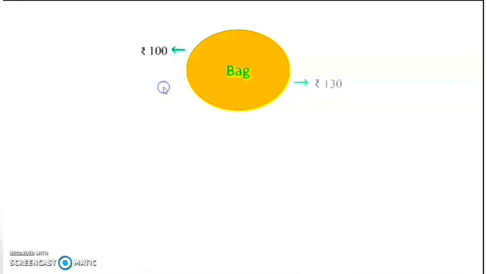Before going to the problems of profit and loss, let us understand the concept behind it by taking a simple example. Consider you are going to a shop to buy a bag, and the cost you pay to buy the bag is, say, suppose 100. But after some days you decided to sell at rupees 130. Then this rupees 100 will be known as the cost price. Now why this is known as the cost price is, this is the cost you have to pay at the shop to buy the particular bag.